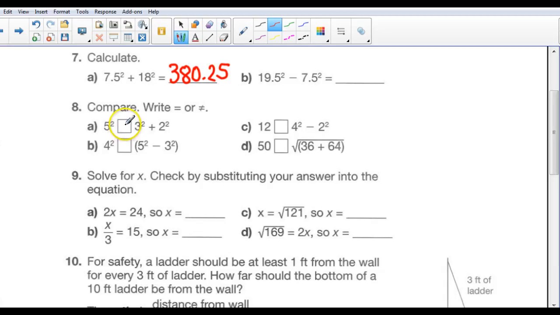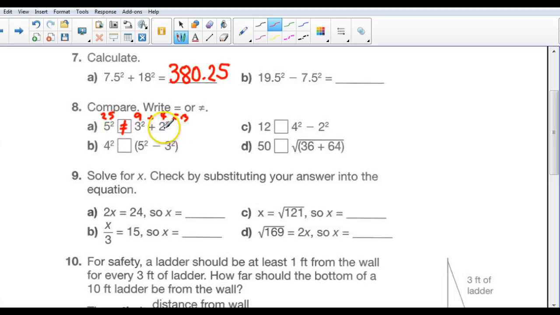Okay, so 5 squared, 3 squared is 3 times 3 is 9, plus 4. Okay, 9 plus 4 equals 13, and 5 squared is 25. Now, is 25 equal to 13? No, it is not equal to 13.